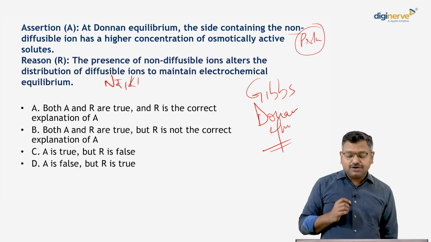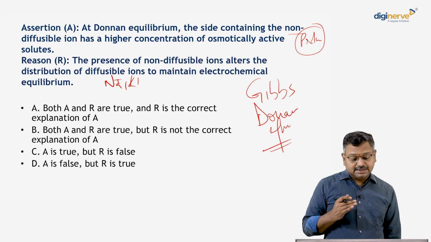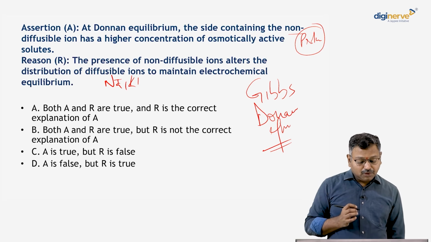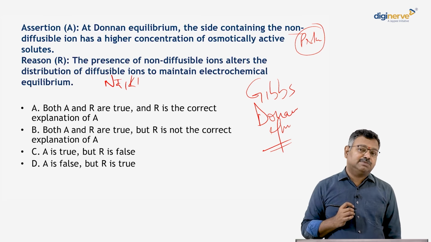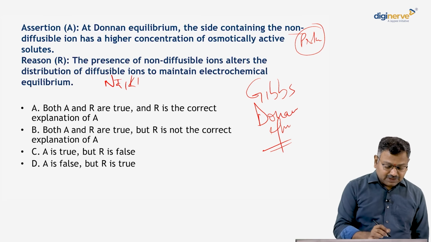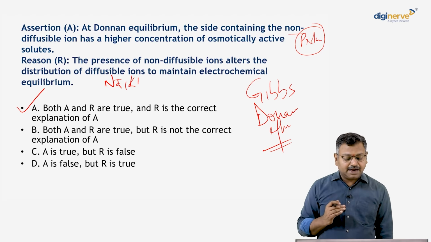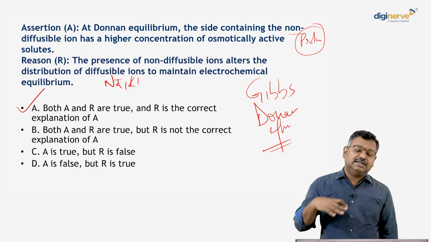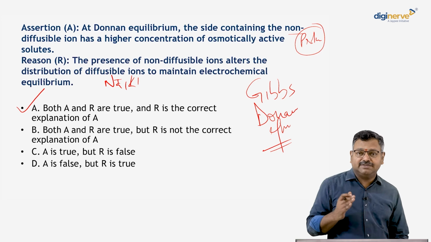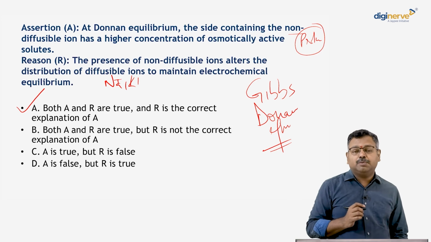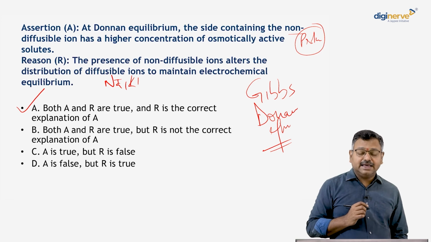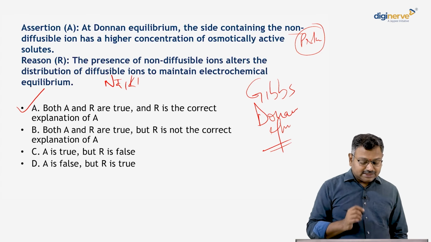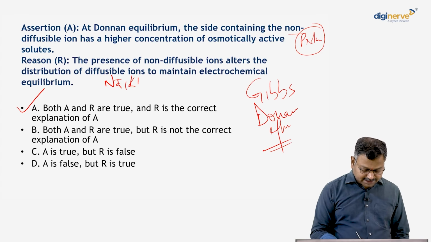So here at Donnan's equilibrium, the statement is correct and the reasoning is also correct. So both A and R are true, and R is the correct explanation of A. Because of the presence of non-diffusible ions, there is an alteration in the electronegativity or electropositivity. That's why the ions would move towards each other. So that point is also correct. So R is the explanation for A, and our reasoning is also proper. So that is why option A is the correct option in this case.